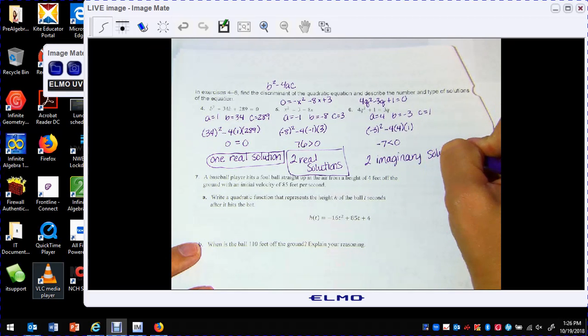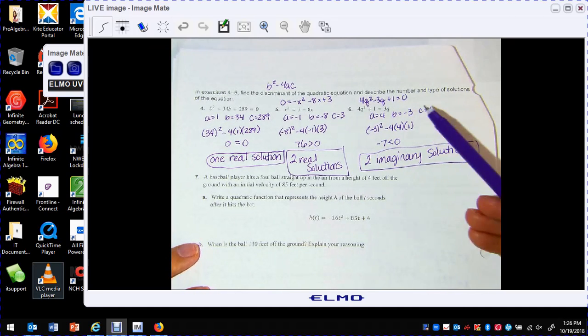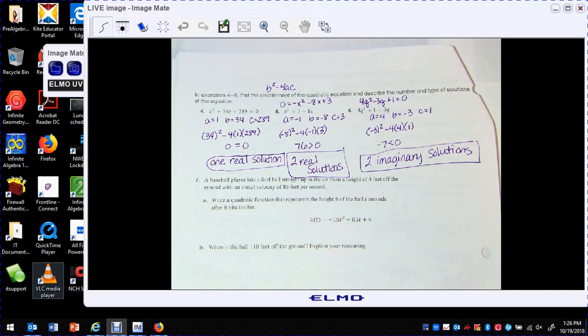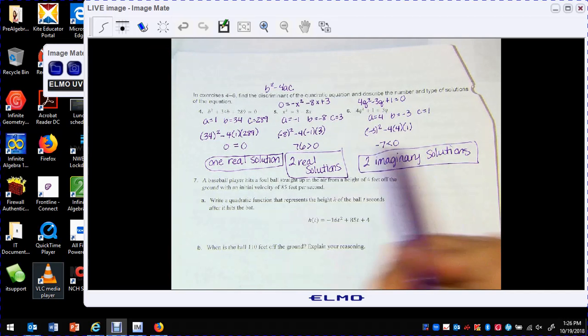And you should be able to tell that just when you are using the quadratic formula and you type everything in your calculator, and you know a negative 7 is in your square root, and we can't take square roots of negatives without making them imaginary. So that's all these are stating, okay?